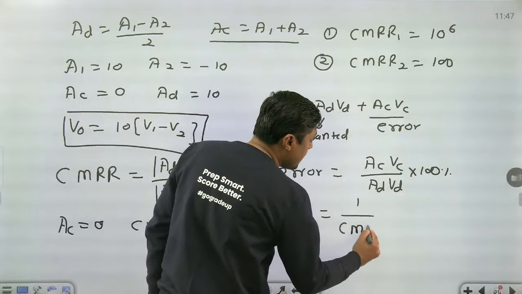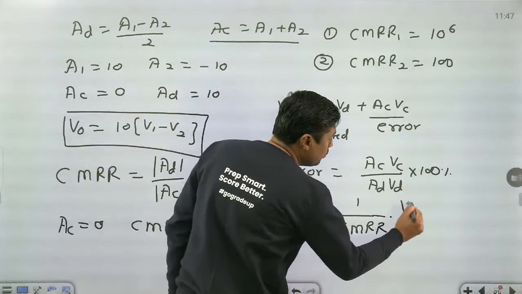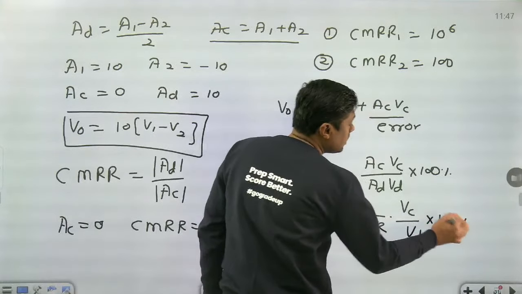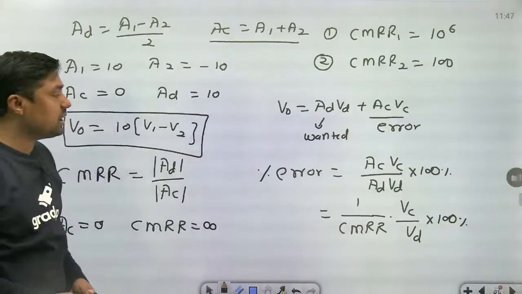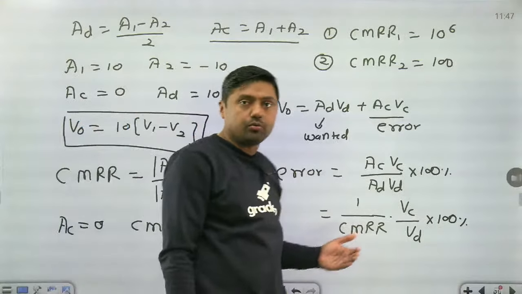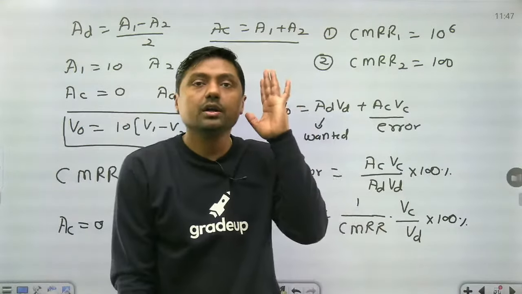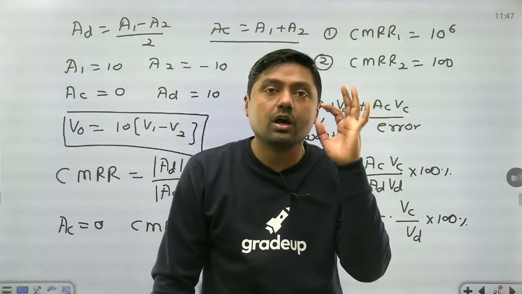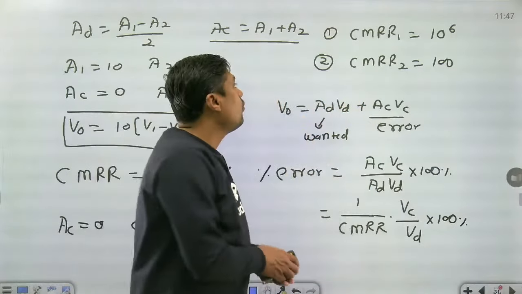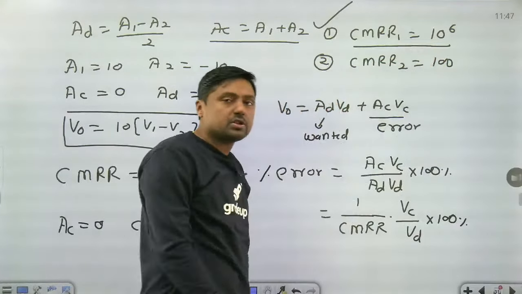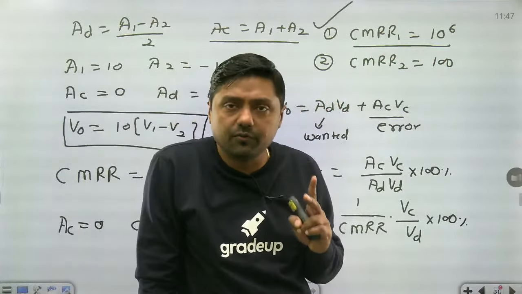So it is 1 by CMRR into VC by VD into 100%. VC is the common signal, (V1 plus V2) by 2. VD is equal to what? V1 minus V2. Yes, right answer. The first one is better. This is called the figure of merit, on the basis of which we can compare differential amplifiers.